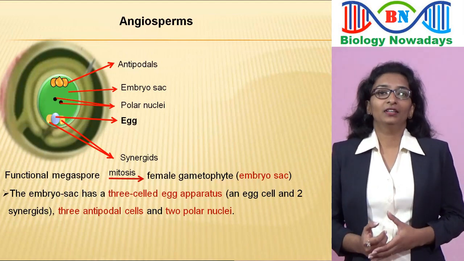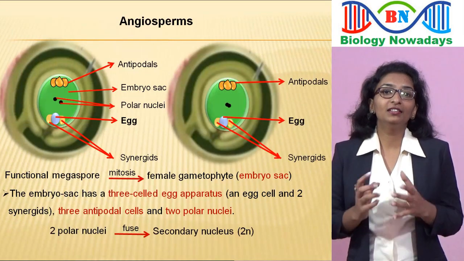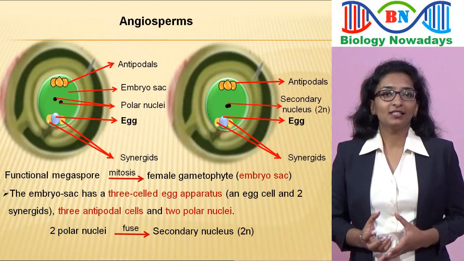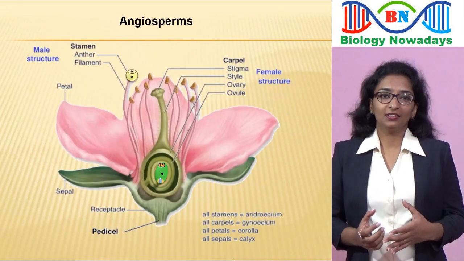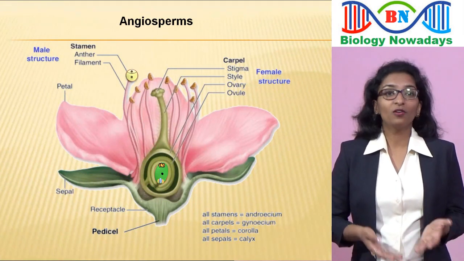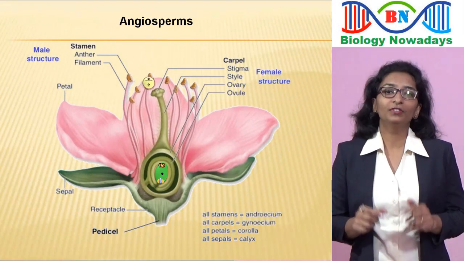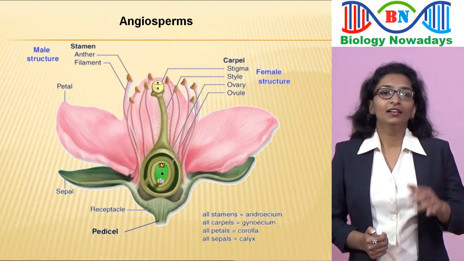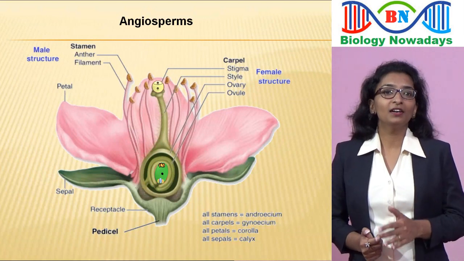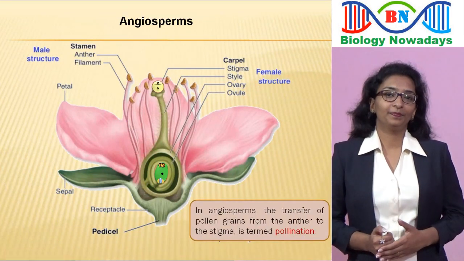The 2 polar nuclei eventually fuse to produce a diploid secondary nucleus. Pollen grains, after dispersal from the anthers, are carried by wind, water, insects or other agencies to the stigma of the carpel. This transfer of pollen grains from the anther to the stigma is termed pollination.